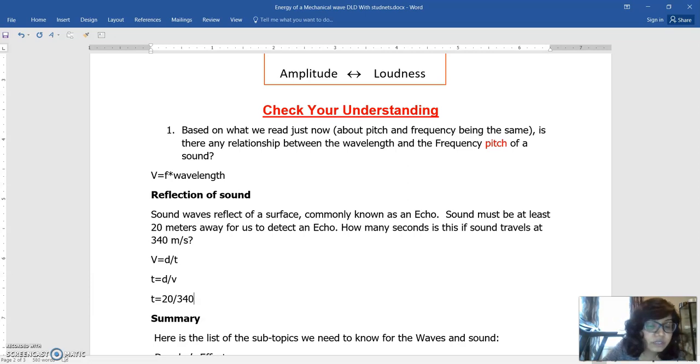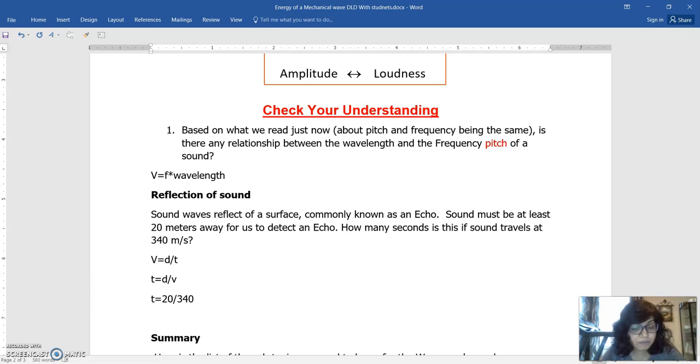When you do this division, our answer for time comes out in decimals, because it's going to be a very small amount of time. We are looking at how much time sound took to get to the point where it echoed from. So my answer was 0.0588. Now in this question, I felt most of you didn't rearrange the equation properly.